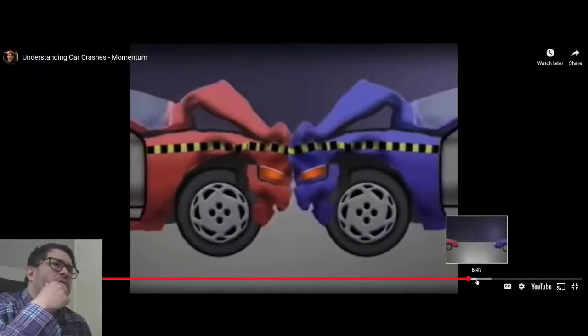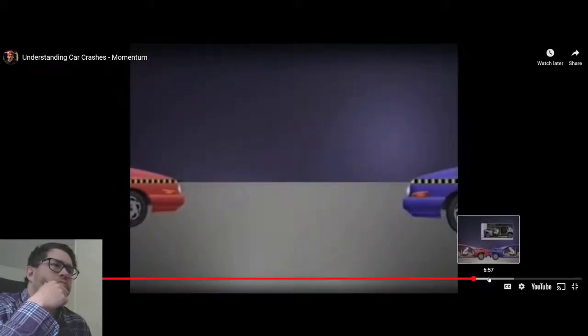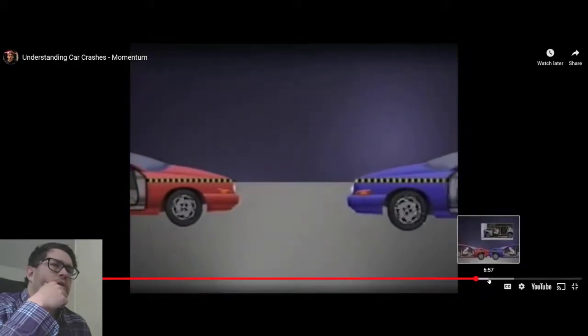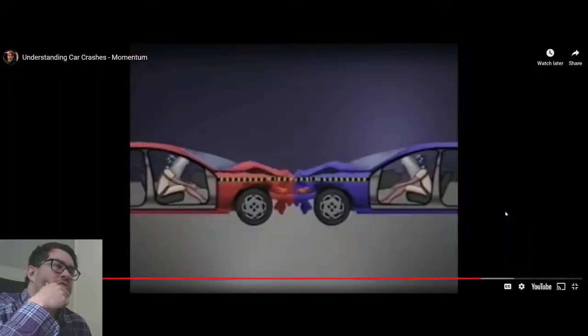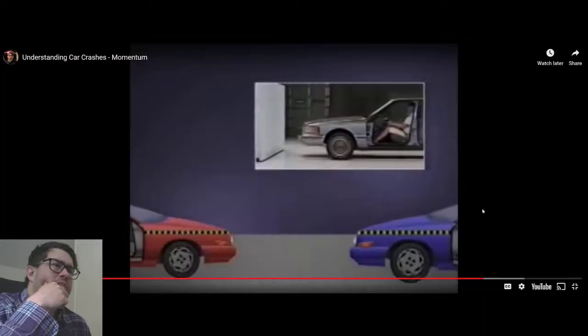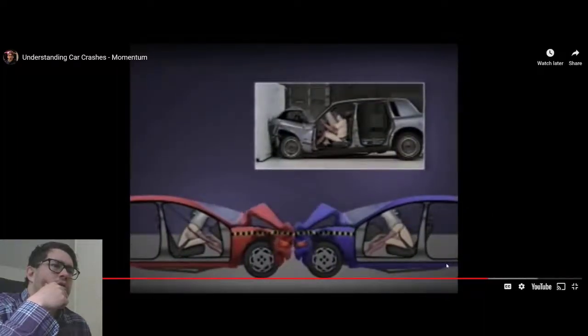Momenta cancel each other. Here we have more examples of momentum. Inside the passenger compartment of each car, the occupants would experience the same deceleration as in a single vehicle crash into a rigid barrier. And I can't believe physics is not part of the curriculum mandated for everyone, because this is a very important lesson.